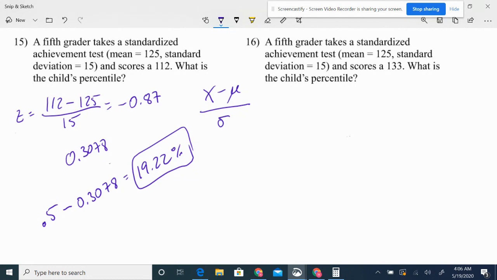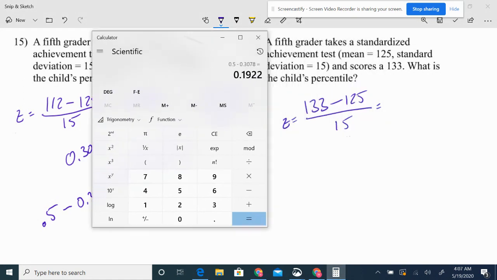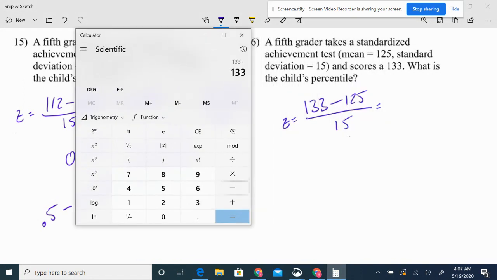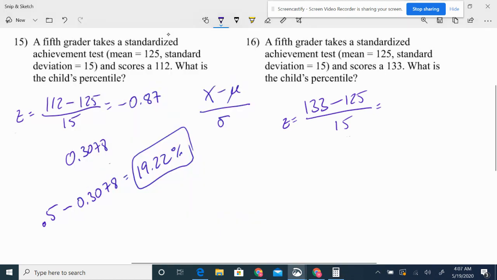All right, let's take a look at number 16. A fifth grader takes a standardized achievement test. The mean is 125. The standard deviation is 15. He scores 133. I'm just going to go 133 minus 125 divided by 15. That's going to give me my z-score. So 133 minus 125, divided by 15, gives me 0.53.